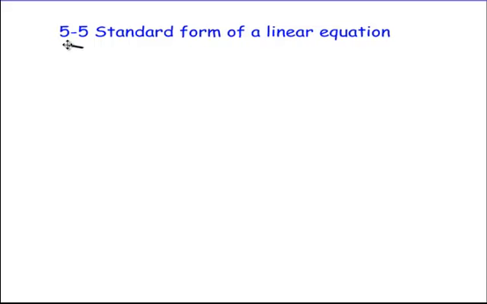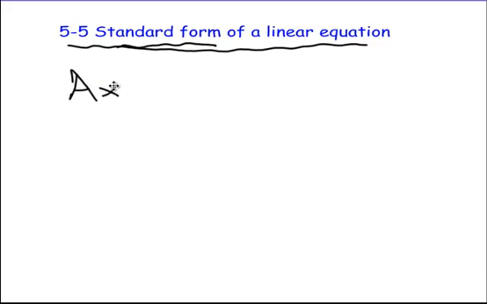Standard form of a linear equation. We've already gone through just a few of them. We've gone through point slope, and we've also covered, whether you like it or not, slope intercept, which is usually the best one. But I'll show you how standard form can be used very, very well. First thing we have to realize is what is standard form.